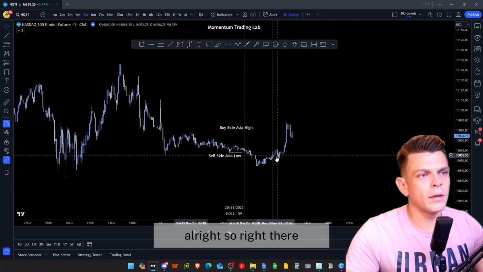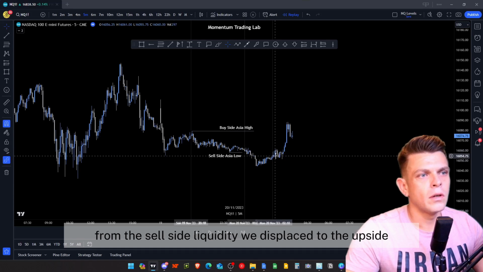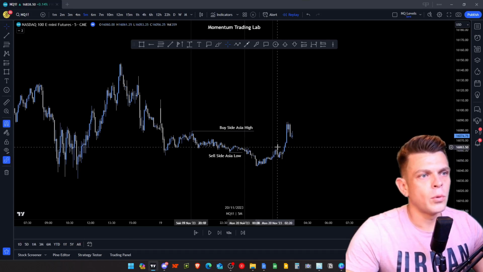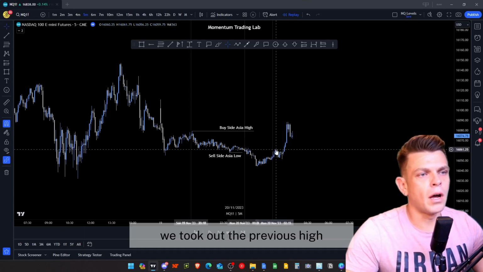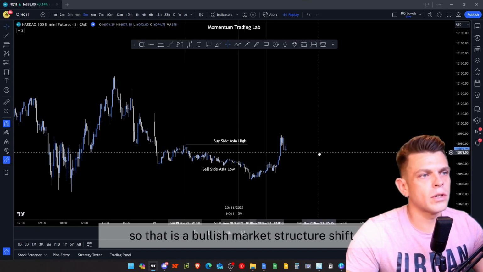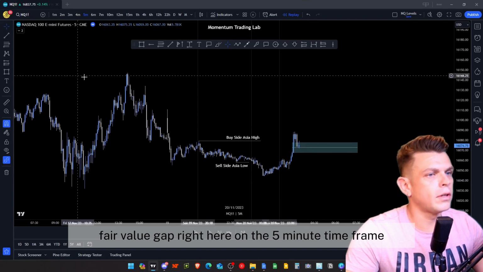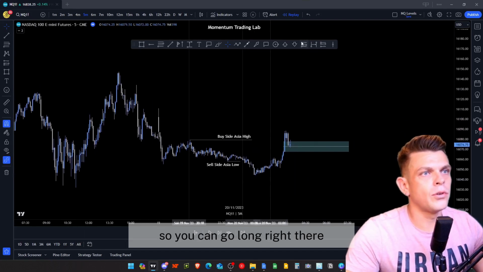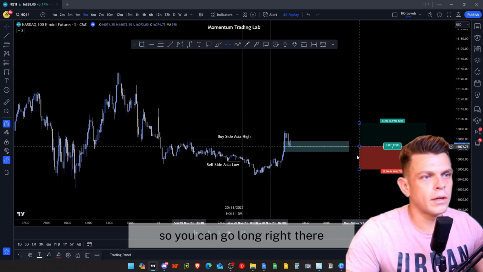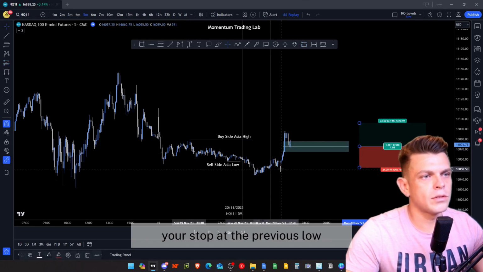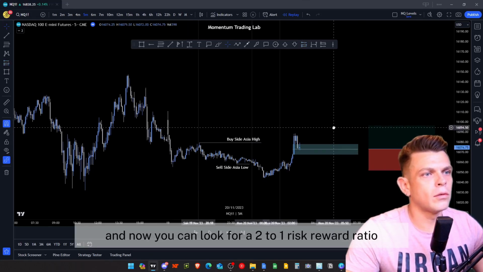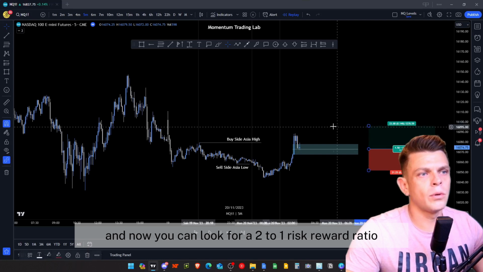All right, so right there from the sell side liquidity, we displaced to the upside. We took out the previous high, so that is a bullish market structure shift, and we have the fair value gap right here on the 5-minute time frame. So you can go long right there, with your stop at the previous low. And now you can look for a 2-to-1 risk to reward ratio.